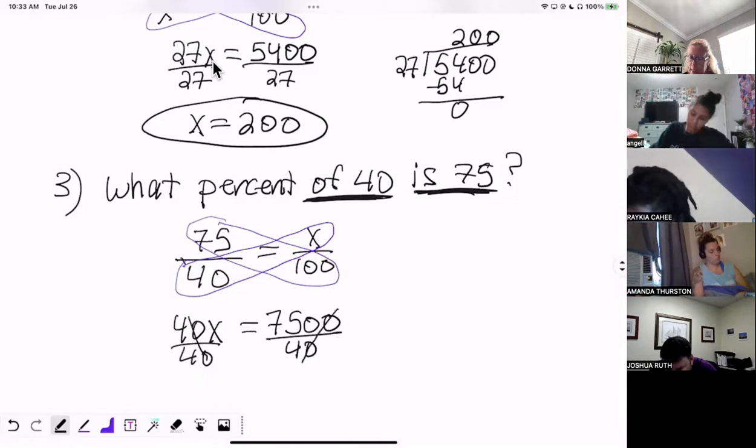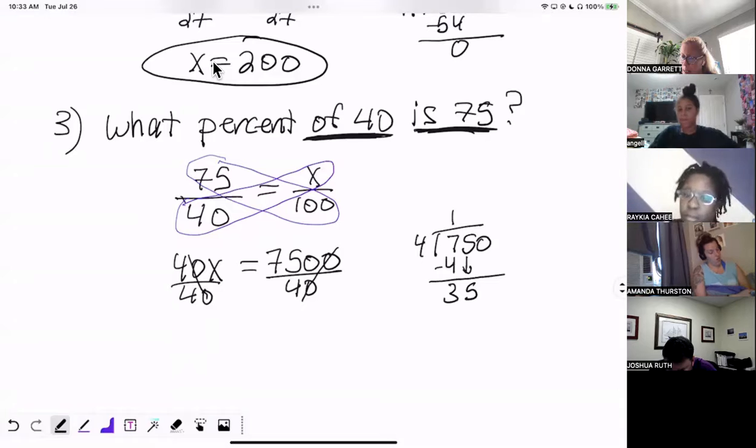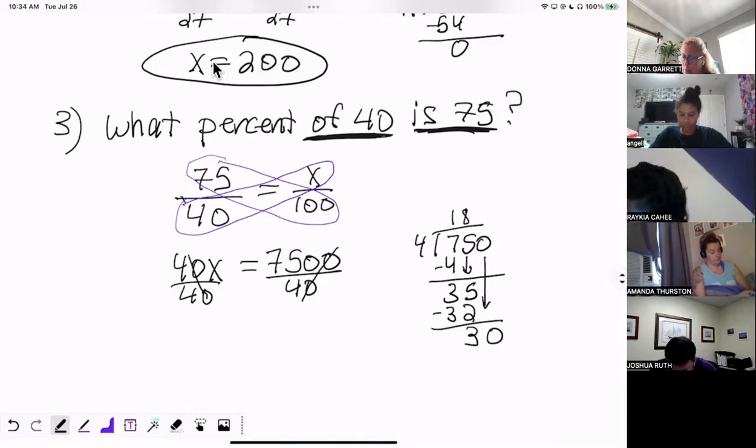Okay, so I can divide by 10 and take one of the zeros away. So I really have 750 divided by 4. That's what I have left. So how many 4s are in 7? 1. 3 left over, bring down the 5. How many 4s are in 35? 9 times 4 is too much, so it has to be 8 times 4 is 32. 3, bring down the 0.